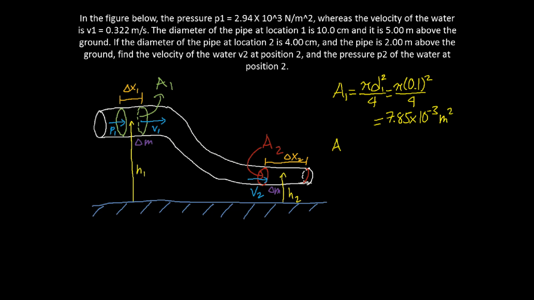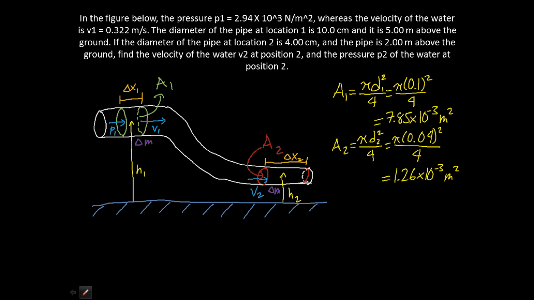Whereas the area 2 will be equal to the same formula that we used earlier. However, this will be the computation for diameter 2, pi times 0.04 meters squared. That's the measurement that we used, and we converted it into meters by using dimensional analysis, and then we're going to divide it by 4. Our answer should be 1.26 times 10 raised to negative 3 meters squared, square meters. Now, the velocity at location 2 is found from the equation of continuity.